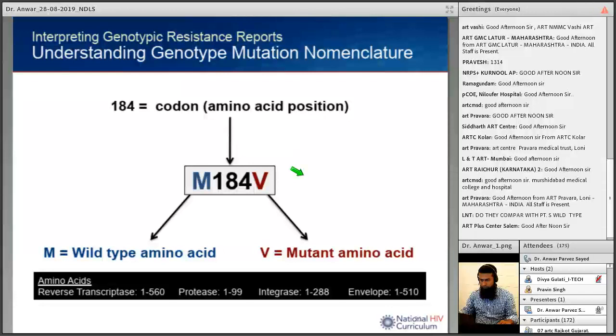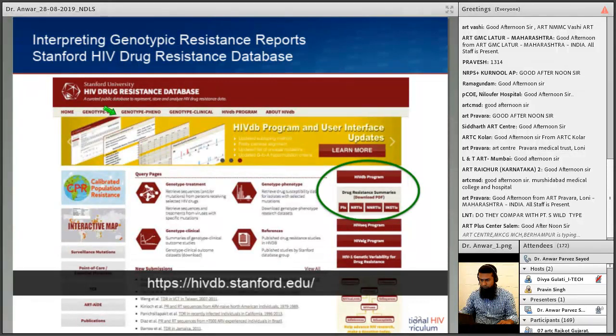So you need not remember how to interpret these reports. There are some databases which are very handy, very free databases, and they are updated quite often. Whenever you log into those databases, you can just use that interpretation report. These days even private labs, when they do this genotypic testing, actually use the same databases to give you the interpretation report. So one of these databases is this, you can go online and just check it out for yourself. It is hivdb.stanford.edu. This is the name of the database, and this is the link for that.